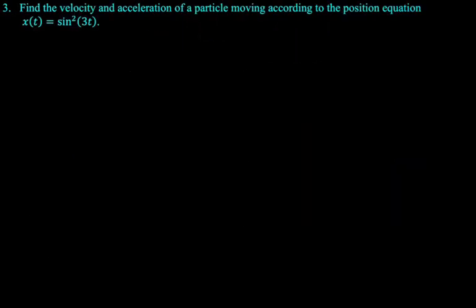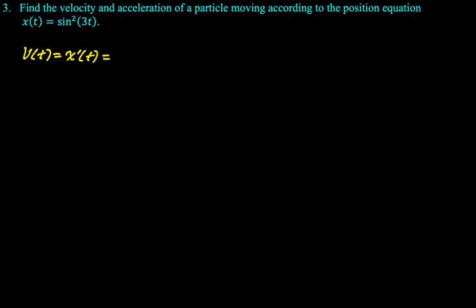Next problem. Find the velocity and acceleration of a particle moving according to the position equation x of t is sine squared of 3t. All right. So this is just an excuse to take derivatives really and to use proper notation. So the proper notation is that v of t is x prime of t. You have to connect those two or you're going to lose a point. I don't make the rules.